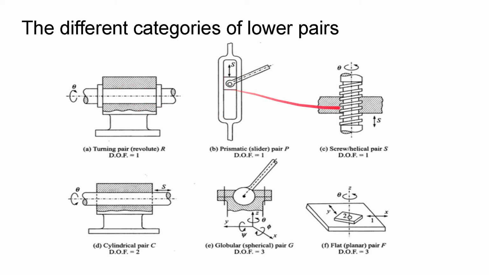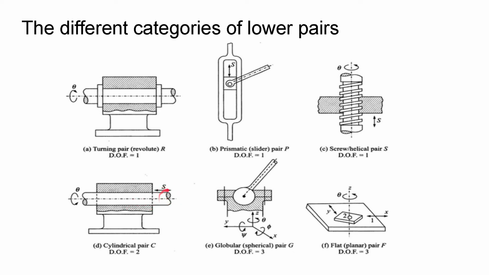Then we have screw or helical pair. So the helical screw is moving, and it has 1 degree of freedom. That is, it can only rotate, and as a result it will only translate. Here also the slider was able to only move up and down, and that means the degree of freedom is only 1. Here there was only 1 degree of freedom, which is the rotation. Next, if the collars were not there on the shaft, then the shaft can also translate, and while it is translating it can also rotate.